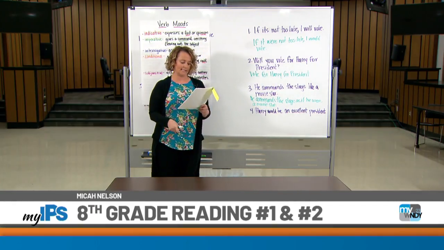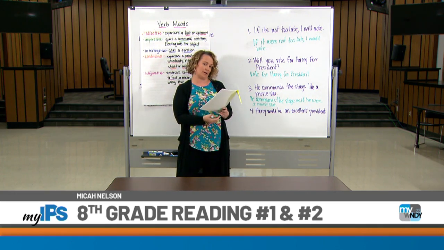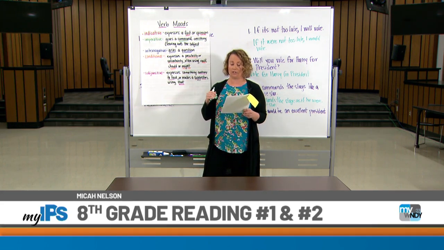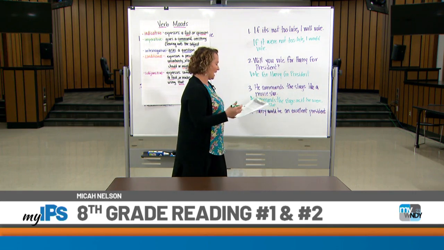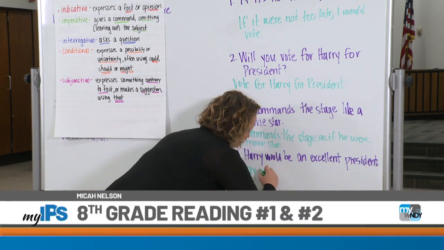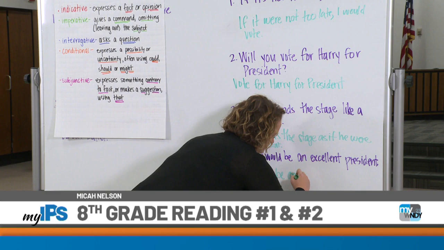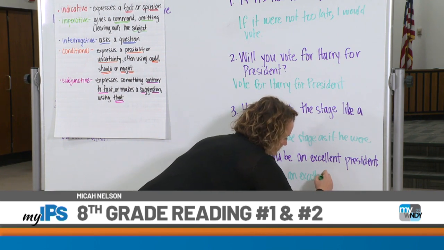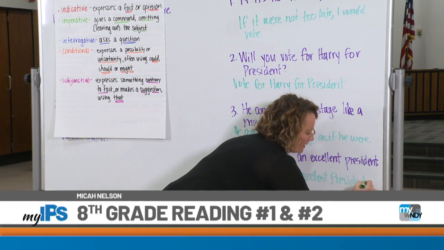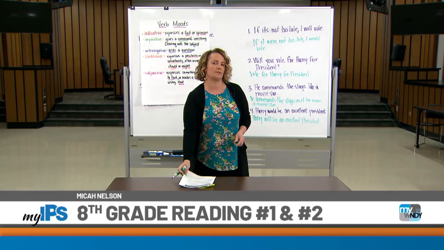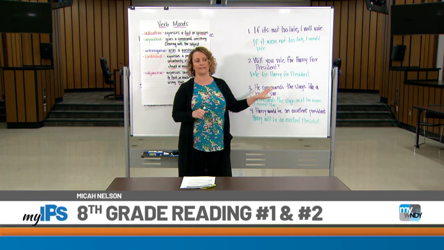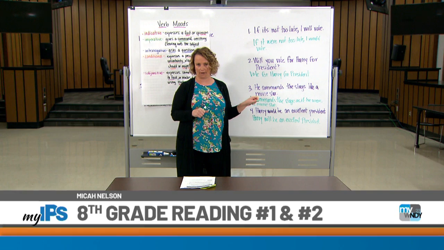Number 4 says, Harry would be an excellent president. And as it's written, that's a conditional statement. But we want to turn it into an indicative statement by saying Harry will be an excellent president. And that's how you change verb moods. When you use a different mood of verb, you're changing the tone of the sentence. And that's what's key to remember here, okay?